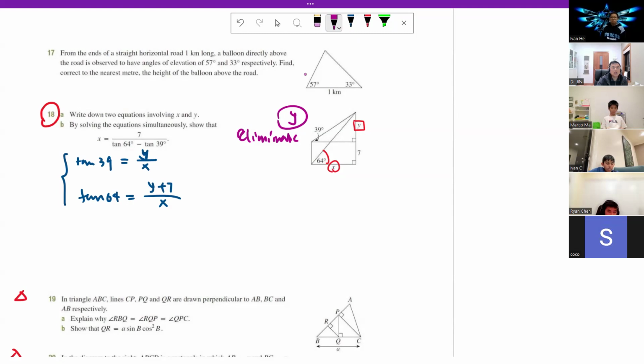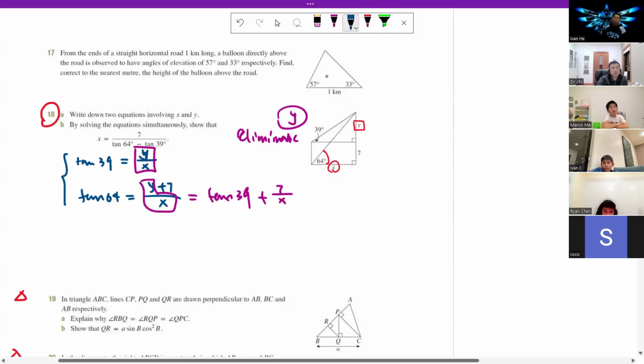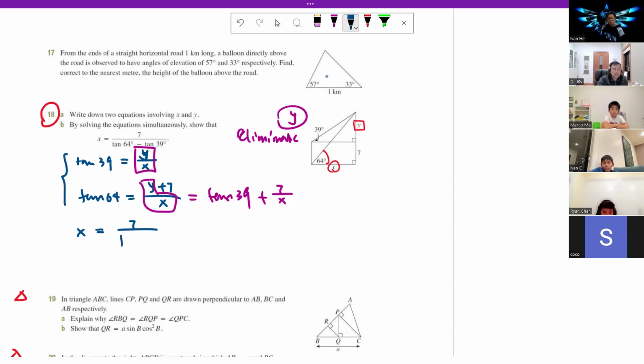So how do you eliminate y? There are lots of different ways, right? A student might say y equals x times tangent 39. Yeah, you can do that. But you can also replace this whole block. Let's try this, so that one becomes tangent 39 plus 7 over x. You got that? So if that's the case, you will see x is 7 divided by (tangent 64 minus tangent 39), which is exactly what you need, right?